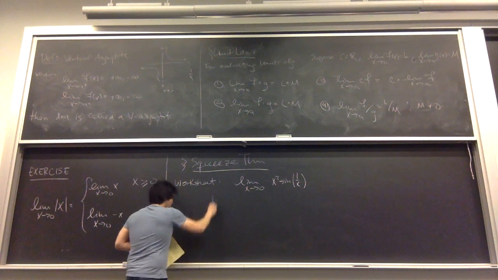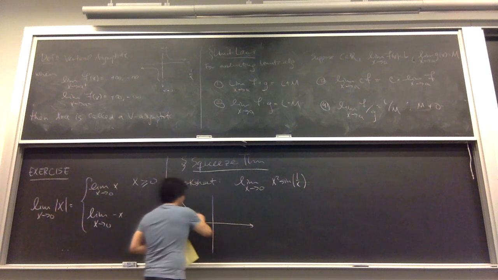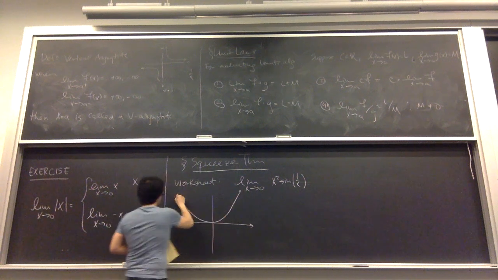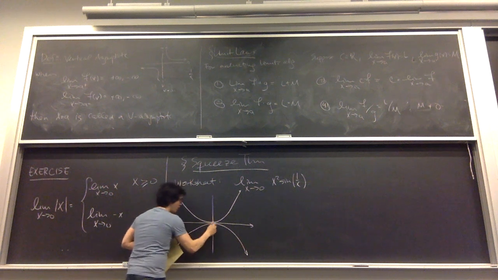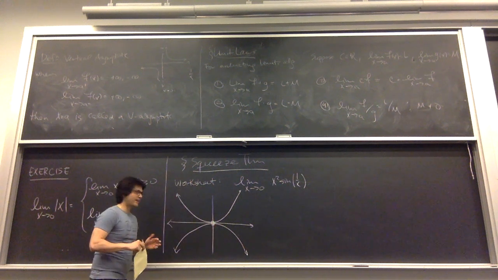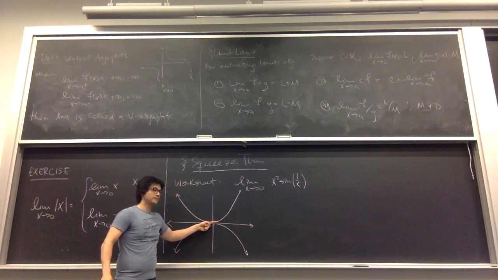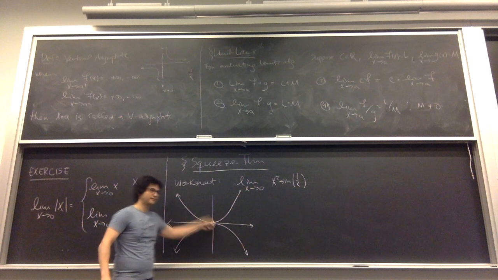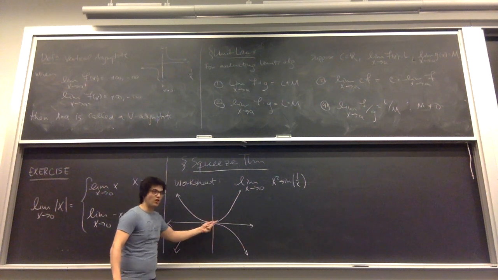Okay, so here are two parabolas. Here's an upward facing parabola. Here's a downward facing parabola. They both go through the origin here. So the squeeze theorem says this. What's the limit of x squared as I head to 0? 0. The limit of minus x squared as I head to 0 is also 0.